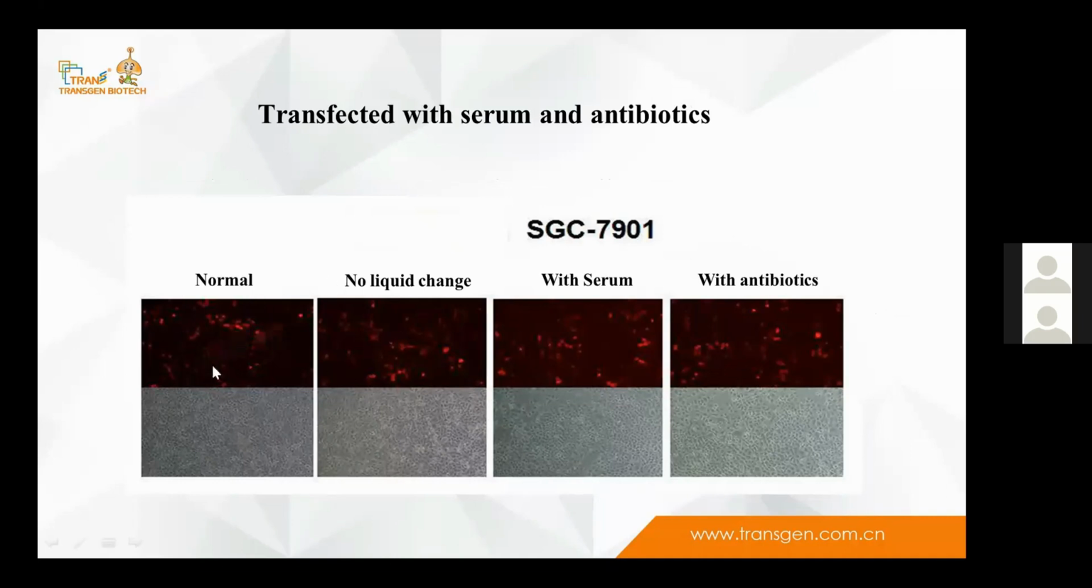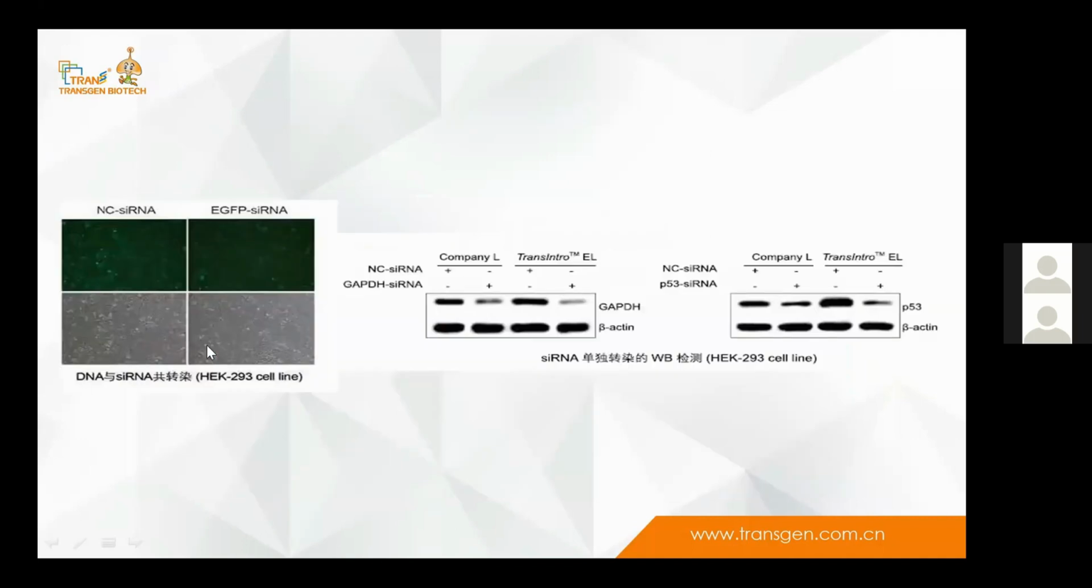Maybe this red signal is not very obvious, but from our machines we can see the red signals very clearly from here. And it shows a normal transfection, with no liquid change during the whole system, with the serum or with the antibiotics during the transfection, also shows very good results compared with the normal one. And this one is transfection with siRNA into the systems. Here it shows the siRNA's result. It shows a very good effect on gene expression compared with the normal one. So it shows you can transfect siRNA into the systems.